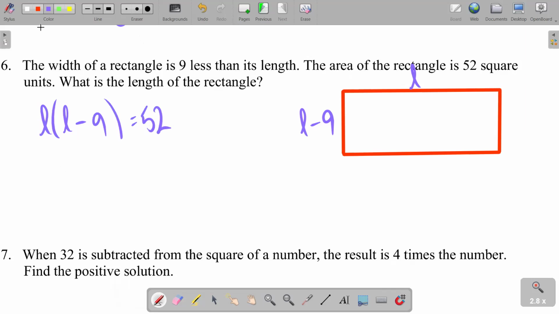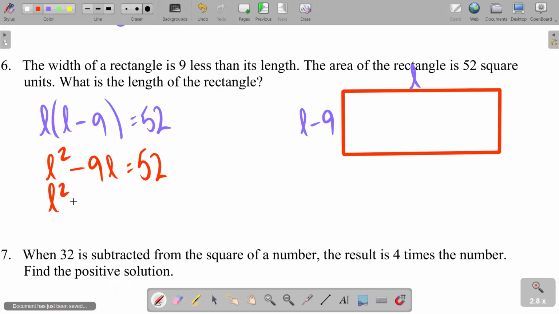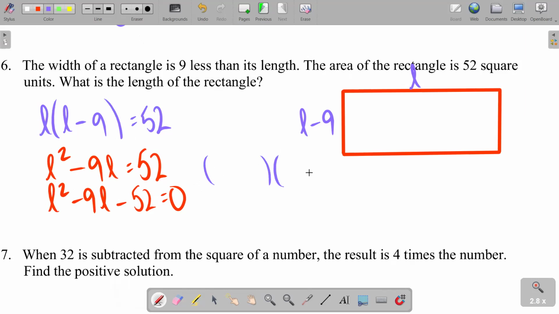Now let's quickly motor through this. What's it going to say after this? Squared. Minus 9L. And who's moving? 52. So we have L squared minus 9L minus 52. And again, it's time to do what we're pretty good at. Factor. L here, L here. What are the signs? Positive. For sure.